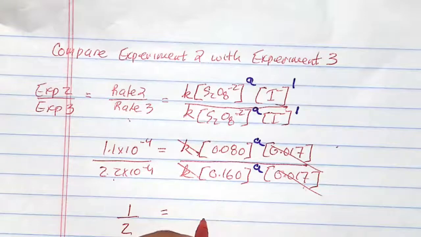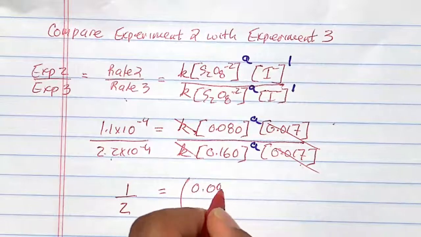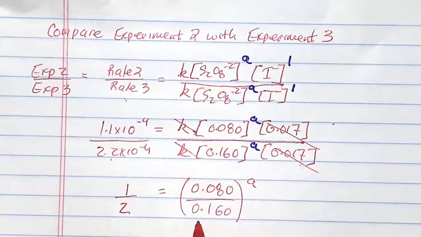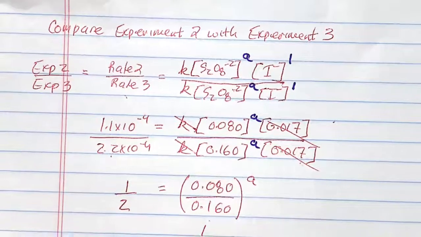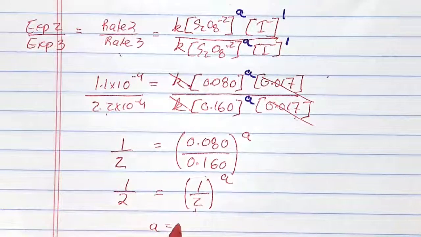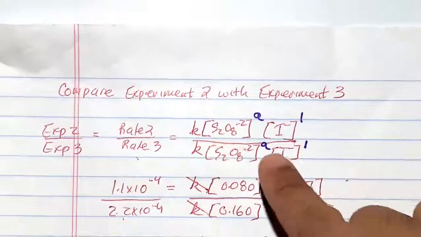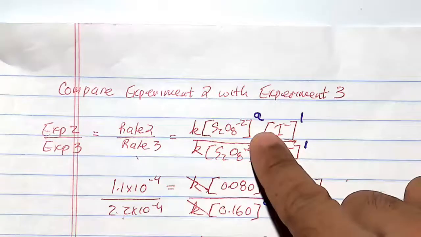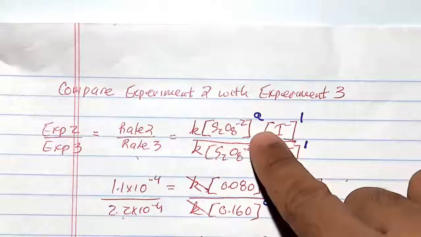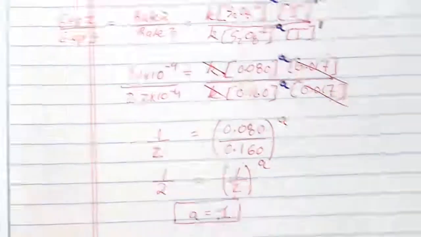0.080 divided by 0.160. Both of those are raised to the power of A, so I'll just group them together. 0.08 divided by 0.16 is also 1/2. So 1/2 is equal to 1/2, and here A is also equal to 1. The reactant S2O8 2- decays with first order kinetics.